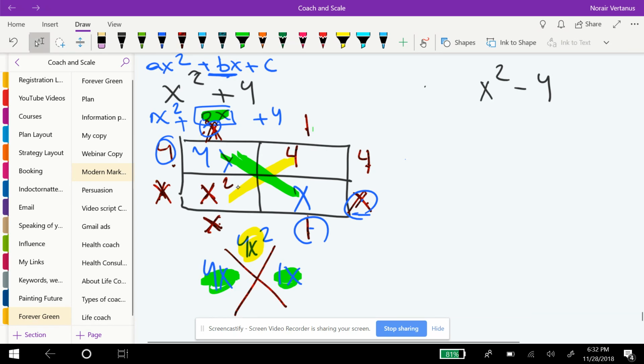If you add them, we get 5x, right? But we don't have 5x here. Again, it's 0x. Got it? So that's why this is not factorable. We tried both possibilities, 1 and 4 and 2 and 2.